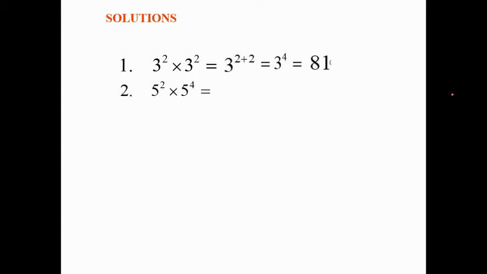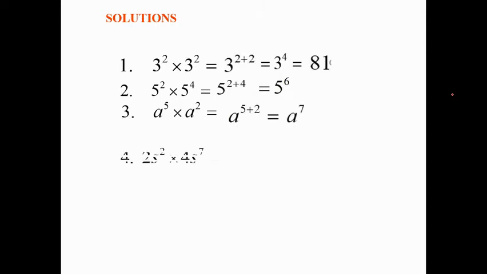What about 5 squared times 5 to the 4th? What answer are we going to get for that? So I get 5 to the 2 plus 4, which is equal to 5 to the 6th. What about this one? I have a to the 5th times a squared. So I'm going to have a to the 5 plus 2, which is going to be equal to a to the 7th.